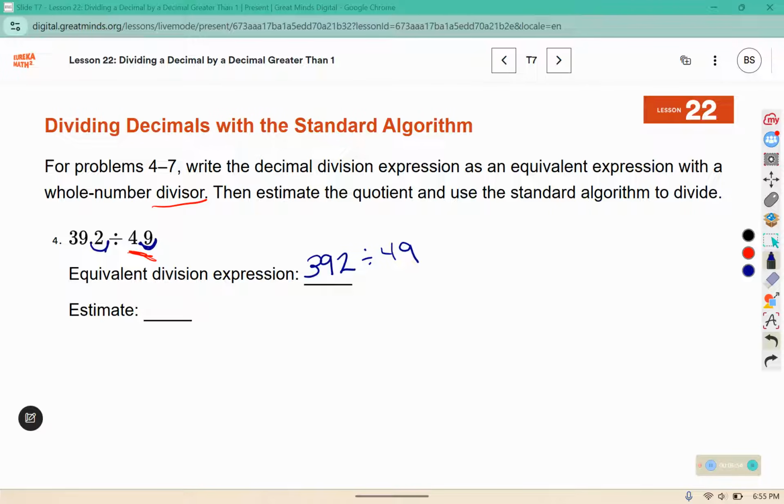Our estimate. Well, I would approximate that this is about 400 divided by 50. And 50 would fit into 400 8 times. Now we are going to do the division using the standard algorithm or long division.